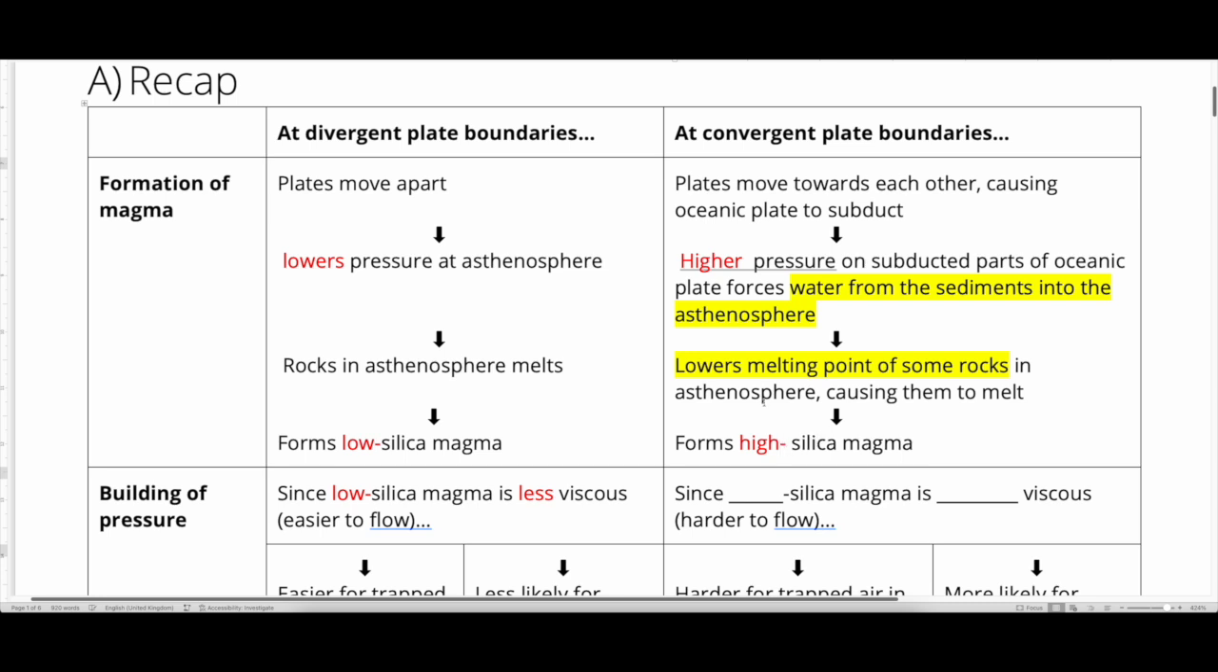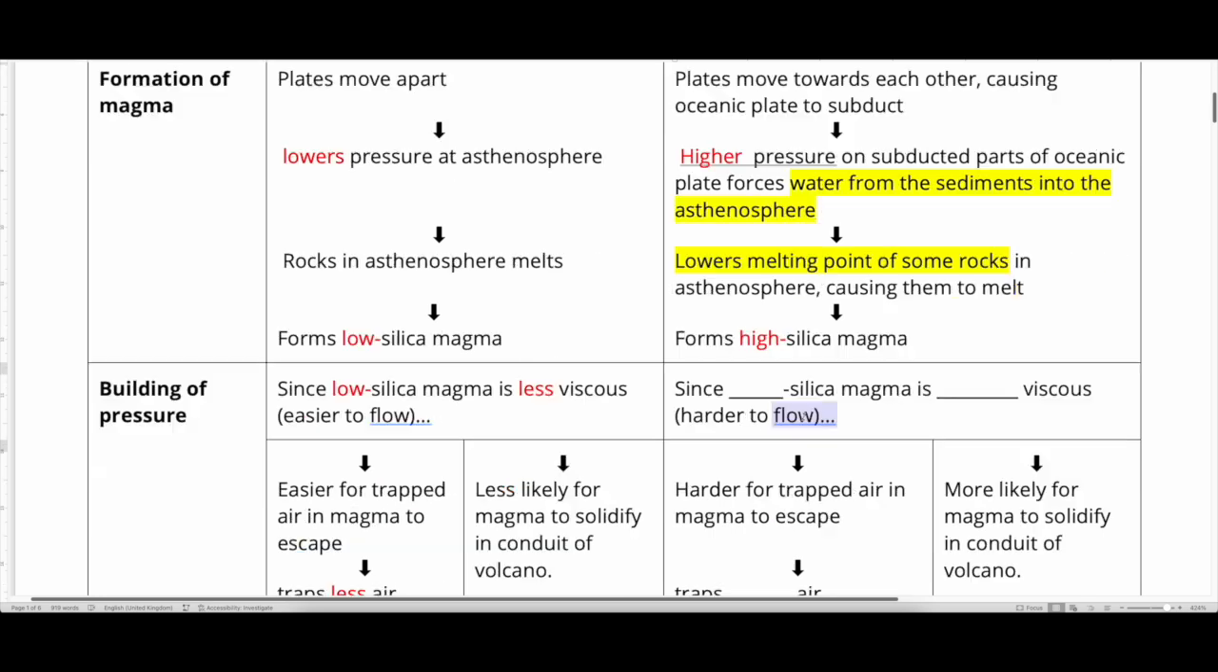Okay, so for subduction's case, only the high silica rocks get to melt, but in the divergence case, all the rocks get to melt. So which is why when you combine them, at the divergent plate boundary, since all the rocks get to melt, the magma is low silica, but at the convergent plate boundary, because only the high silica rocks get to melt, it forms high silica magma as a result.